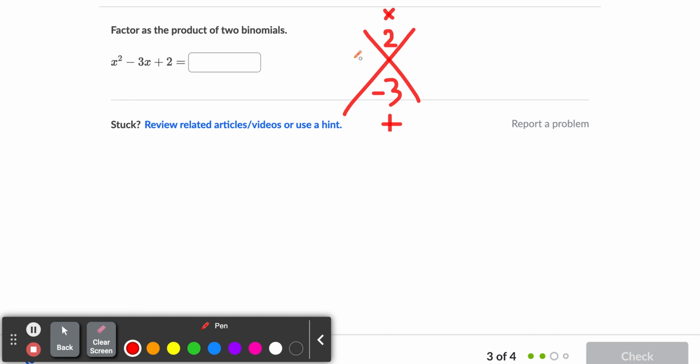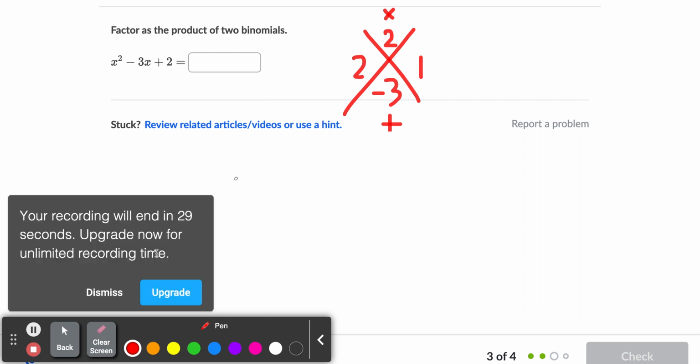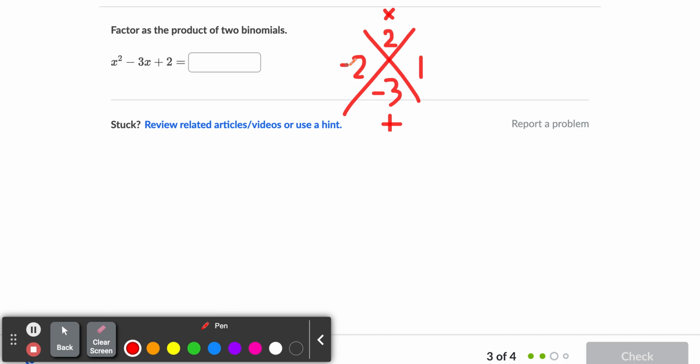We're going to have some trial and error. Let's try 2 and 1 first. 2 times 1 is equal to 2. Okay, that works. But then 2 plus 1, definitely not negative 3. It's going to be positive 3. But then, same thing as our first example, we can make these both negative, right? Now your negative 2 times negative 1 is still a positive 2. Negative 2 plus negative 1 is your negative 3.